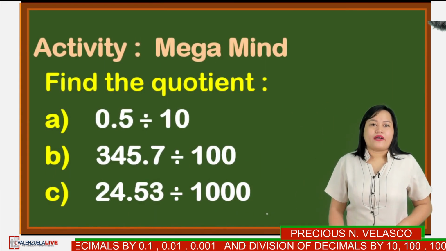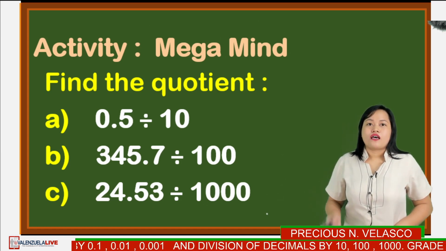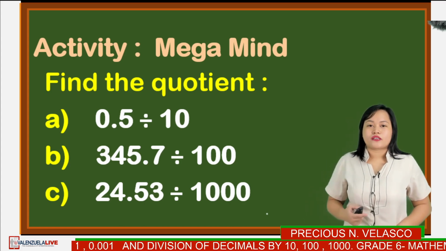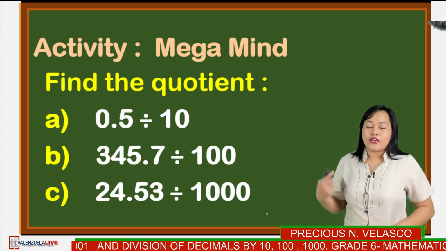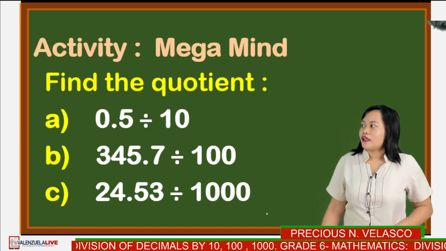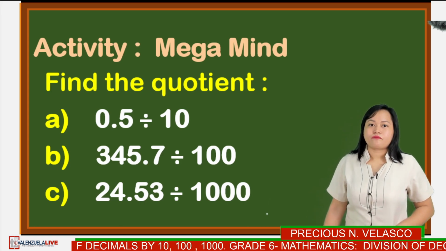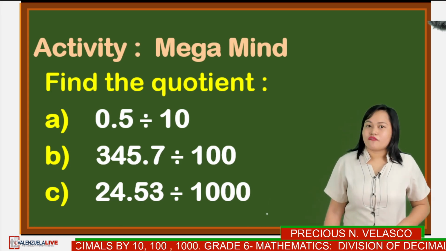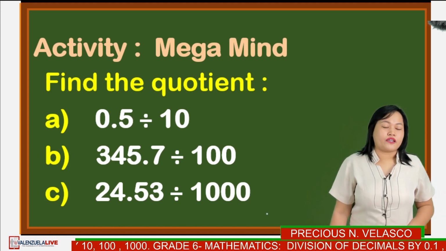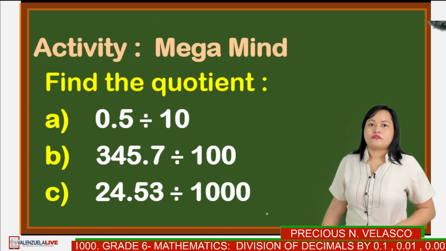How about if we are asked to divide by 10, 100, and 1,000? In this activity, we called it Mega Mind because we are going to solve this mentally. For letter A, we have 5/10 divided by 10, letter B, 345 and 7/10 divided by 100, and letter C, 24 and 53 hundredths divided by 1,000.